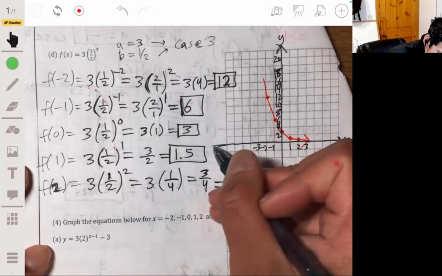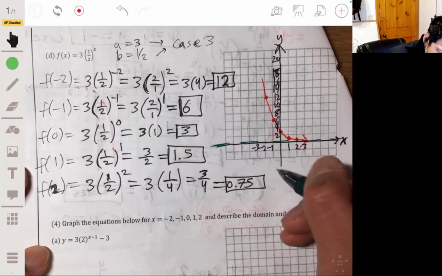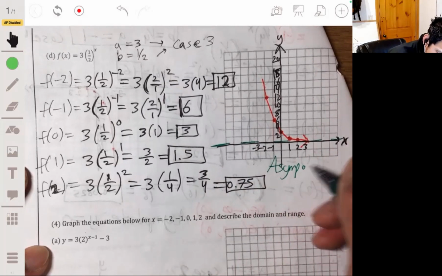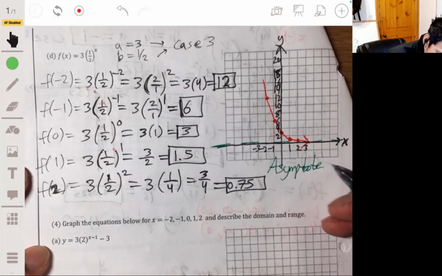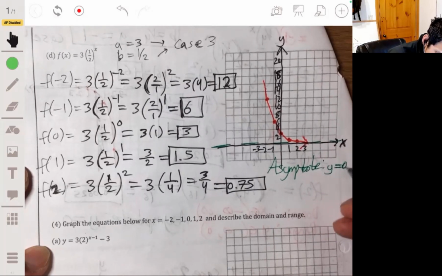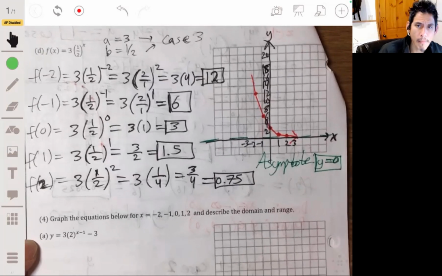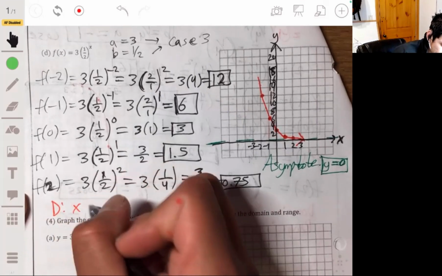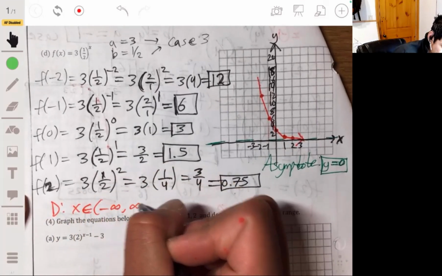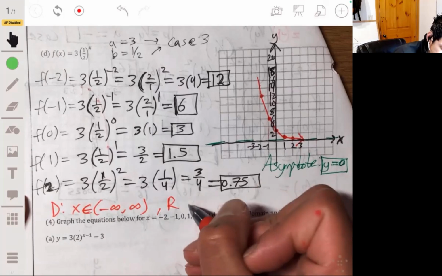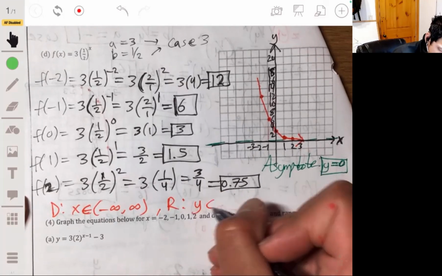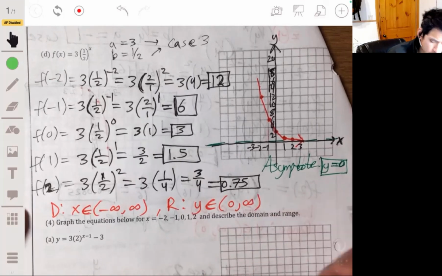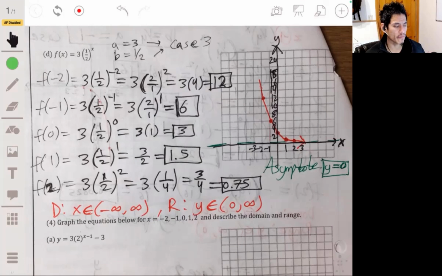Asymptotes. It is again the line, asymptote, the line y equals 0. And the domain is all real numbers again. And the range is all positive numbers, 0 to infinity. Okay, so there's 4 examples of exponential graphs showing the 4 general cases.